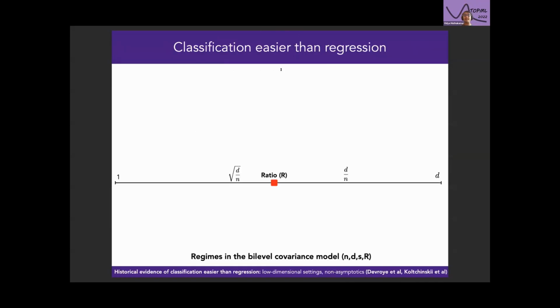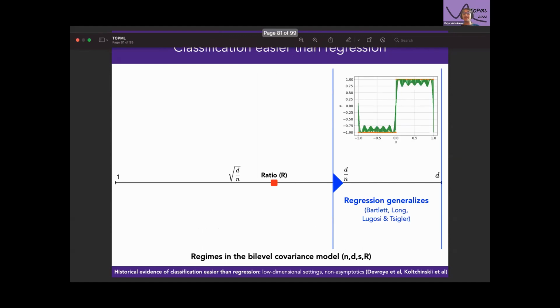Okay, so the upshot of our main result is to simply show that in this bilevel model, classification is easier than regression in a very dramatic sense. What it actually turns out is, if you plug in the results of Bartlett et al., you would need the ratio between these two levels of eigenvalues to grow much faster than d over n for regression to generalize well, in the sense that I described. That is, we need the error to go to zero in MSE as n goes to infinity.